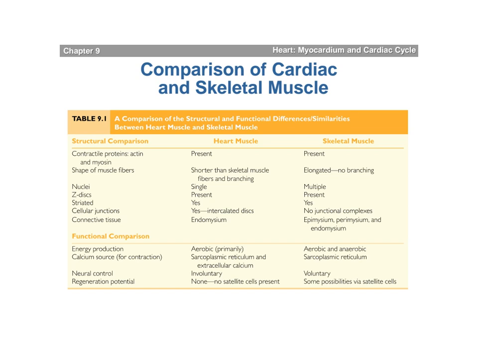Cellular junctions, there are none for skeletal muscles. There are no junctional complexes, whereas with heart muscle, again, there are these intercalated discs that have special proteins that mechanically tie together the muscle cells, and then there are other special proteins that form gap junctions, which are electrical synapses between the muscle cells. In terms of connective tissue, the heart muscle has endomysium, whereas the skeletal muscle has epimysium, perimysium, and endomysium.